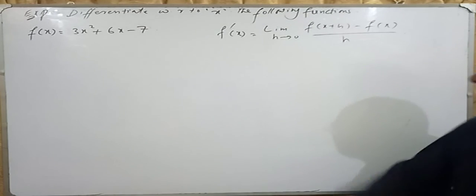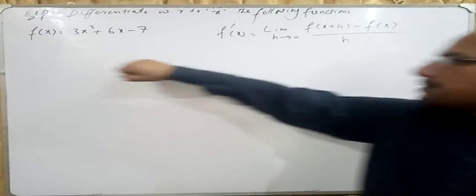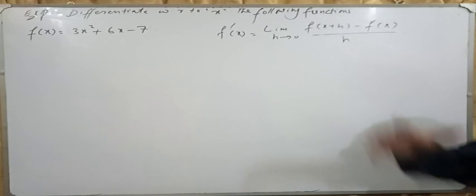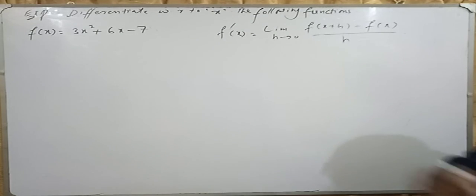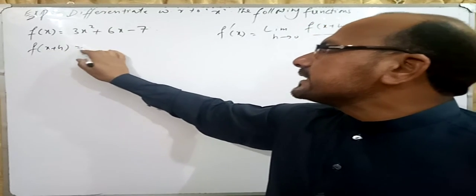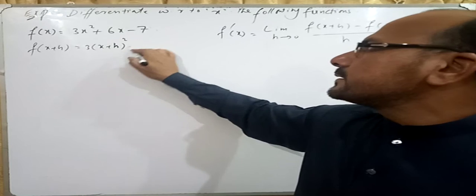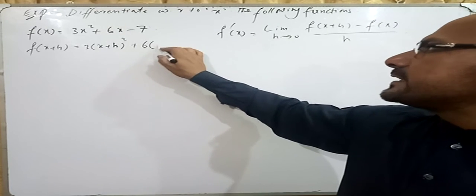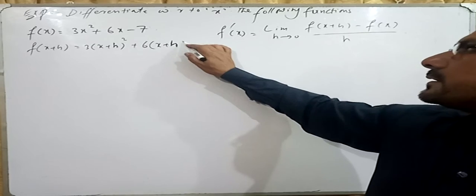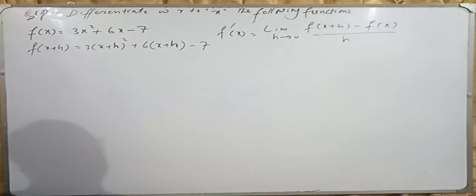You have to arrange it. We have f of x which is given. But for f of x plus h, you need to make some changes in the given function. F of x plus h is equal to 3 into x plus h whole square plus 6 into x plus h and minus 7.